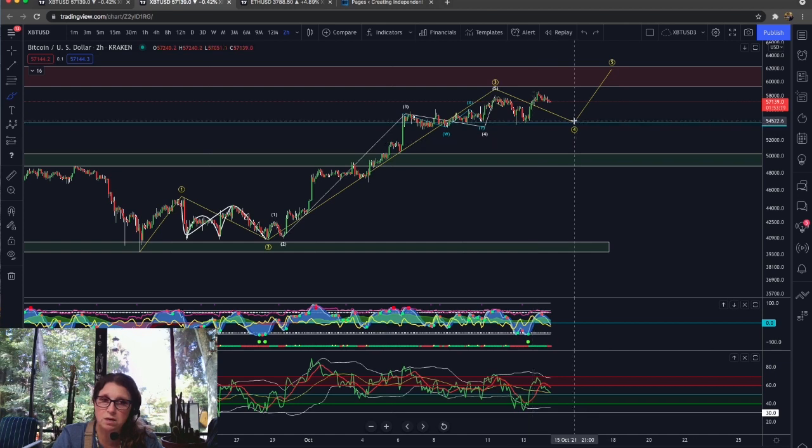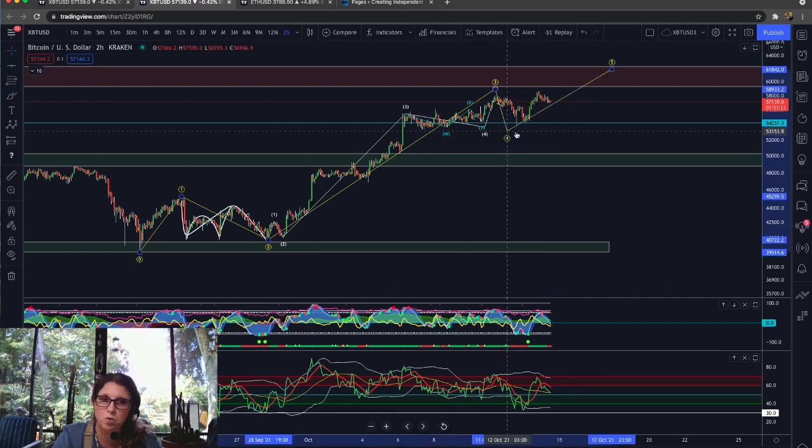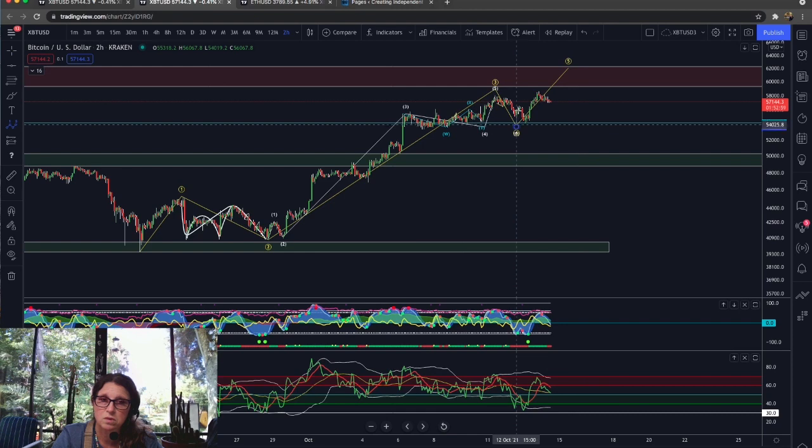Well, the 4 could be, and I don't really like this because of time, this 4 should be longer, but it doesn't have to be. But it should be. Could be we're starting this 5th now. And what we have is a 1, 2, 3. This 4 cannot come into our 1 here. So it's got to hold high. 4, 5. I would assume that this would be the last 5th, and then we would have a correction.